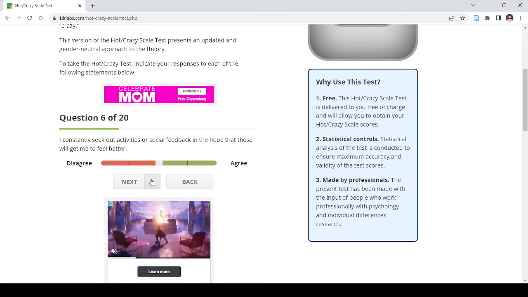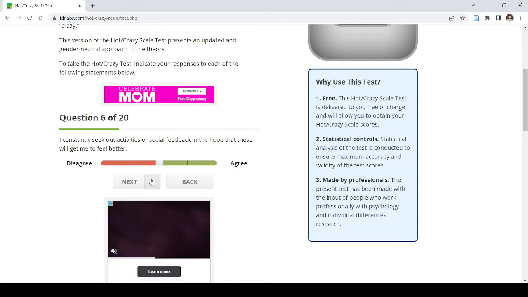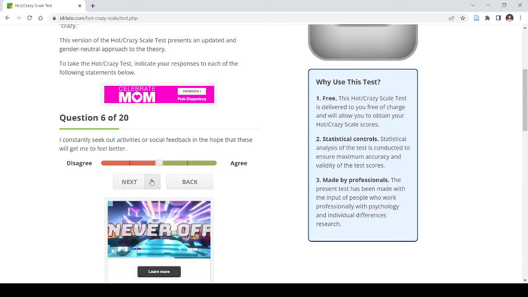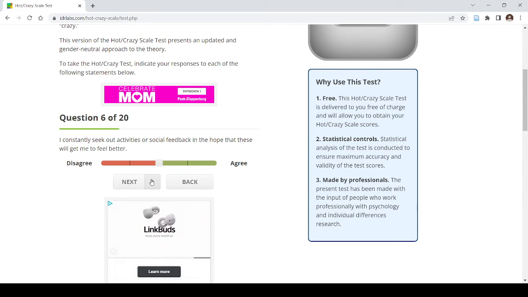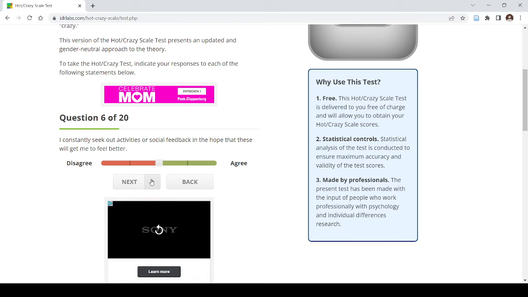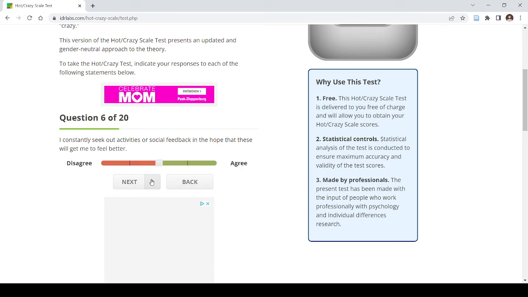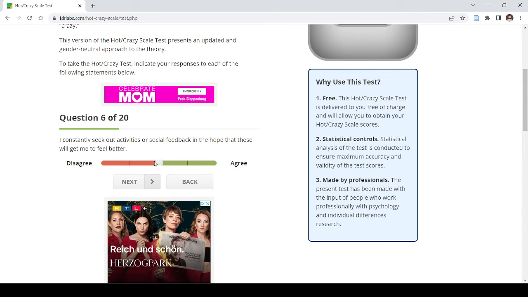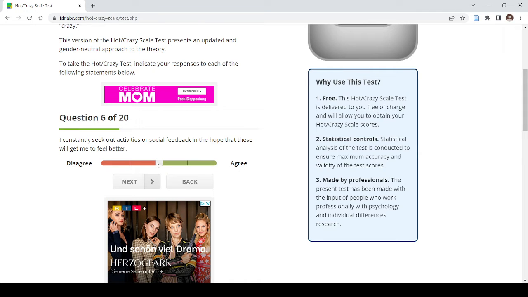Okay, moving on. I constantly seek out activities or social feedback in the hope that these will get me to feel better. Activities, yeah. Social feedback, not really. If I want to get better at something, I don't ask my friends if I get better. If I've gotten better, I'll ask people who are in the know. If my friends are people who are in the know, that's great. And then again, what does it mean to have social feedback over technical feedback? Like, it's good to have you here? That kind of thing? If so, that's not something I constantly seek out. It's more of a nice to have.